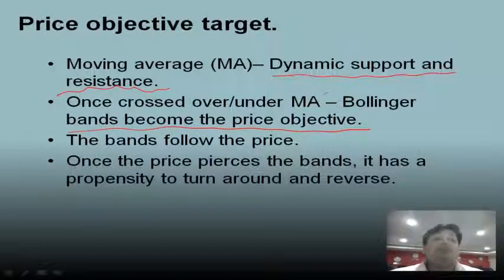Please always remember that the bands are always following the price. The price is not following the bands, but the bands are following the price. Once the price pierces the bands, it has a propensity to turn around and reverse, which means if this is a band and the price is piercing the band, there are very high chances that the price will reverse.